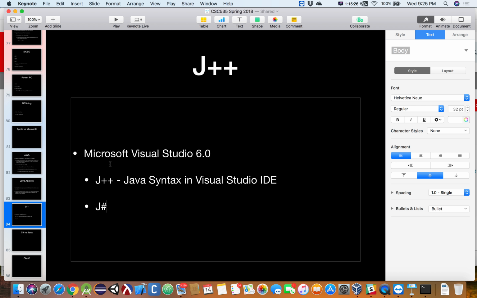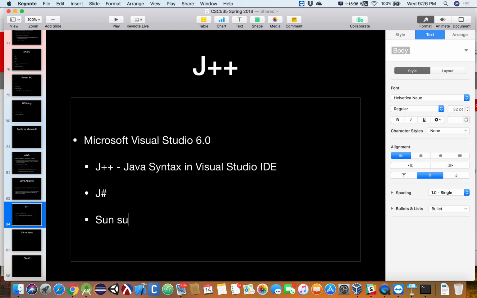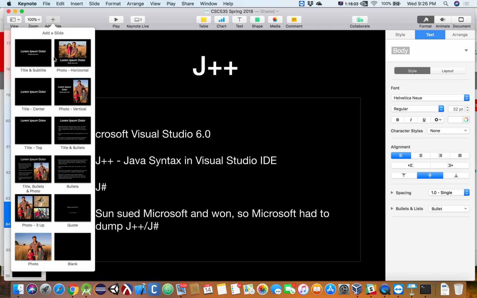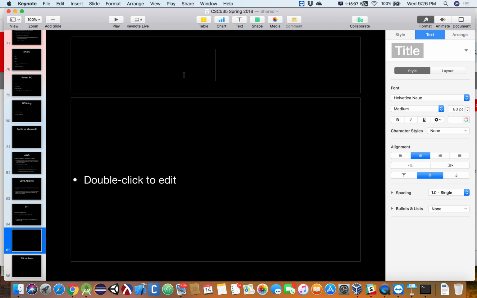So this is before they lost the lawsuit. So like at Visual Studio, the next version, maybe it was 7 or 6 point something, they had this language called J Sharp, which was just the newer version of that. Well, anyways, Sun sued Microsoft and won. So Microsoft had to dump J++/J Sharp. No longer included in their product. So they went back to the drawing board, and they created a language called C Sharp.